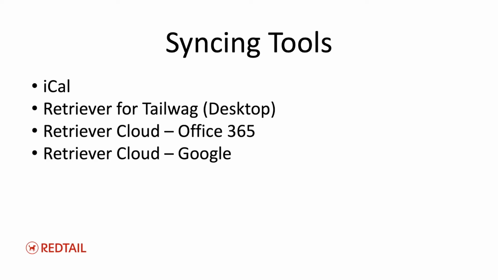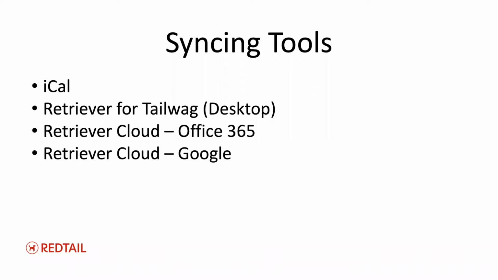Now, if you are like me and you're on a Mac, then you are probably going to be more interested in our Retriever Cloud for Office 365 or Retriever Cloud for Google. And these are your other two methods to syncing calendars to Redtail. We'll talk about a couple of other different important tools that you could potentially use, like potentially a calendar software or scheduling software, or potentially even Zapier. But we'll cover those right near the end today.